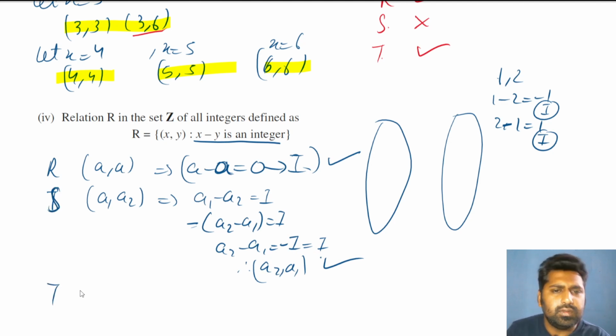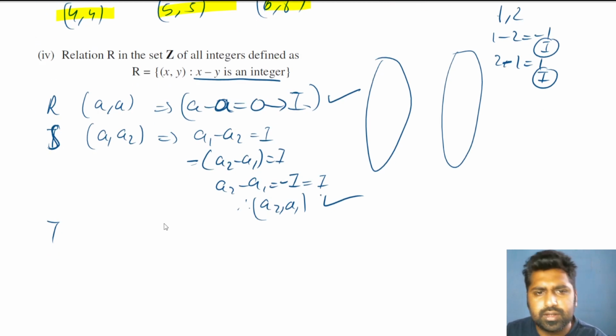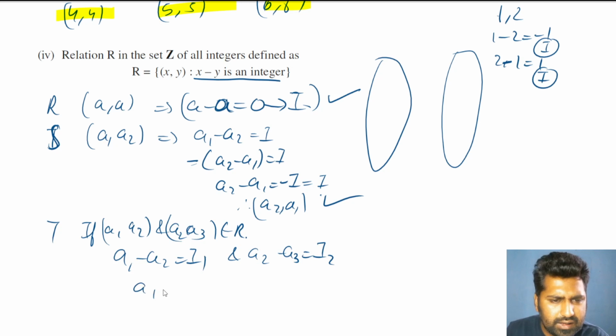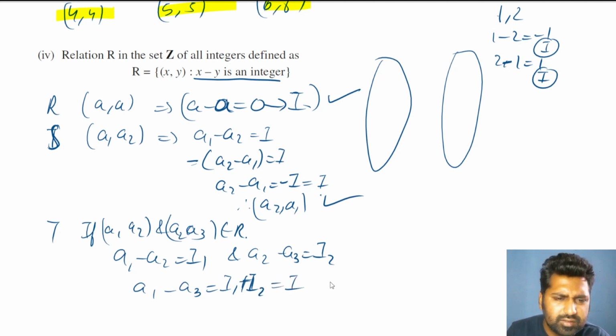Transitive: take any combination. You can think of any other combination too. Let's say a1 a2 and a2 a3 both belong to this relation. So a1 minus a2 is, let's say, I1, and a2 minus a3 is, let's say, I2. If I add them, a2 cancels, so a1 minus a3 is I1 plus I2. Two integers, when you add them, give another integer. That means a1 a3 also belongs to this relation.